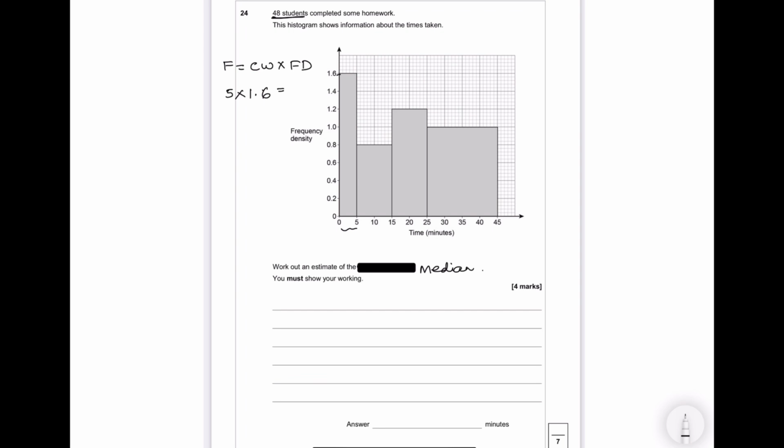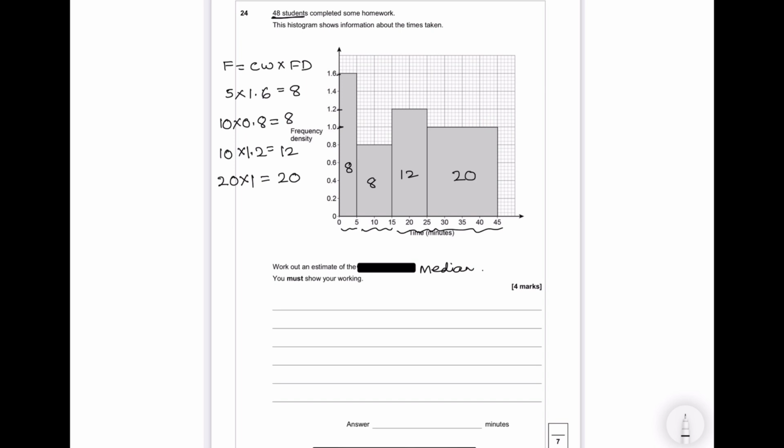For the first bar, class width is 5 and frequency density is 1.6, which gives 8. And in the next bar, class width is 10 and frequency density is 0.8, and that frequency is 8 there. And in the next one, class width is 10 and frequency density is 1.2, so the frequency is 12 there. And in the last bar between 25 and 45, the class width is 20 and frequency density is 1, so there are 20 frequencies here.